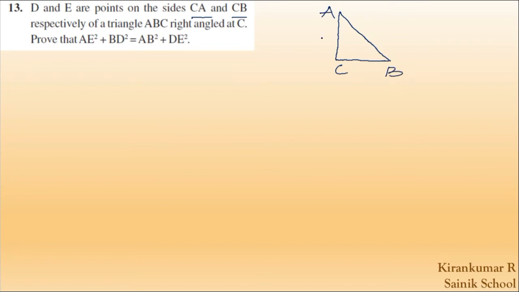D and E are the points on the sides CA and CB respectively. So let me mention the points D and E. Let me join BD and AE. In the to be proved, we have DE also. Let me join this.